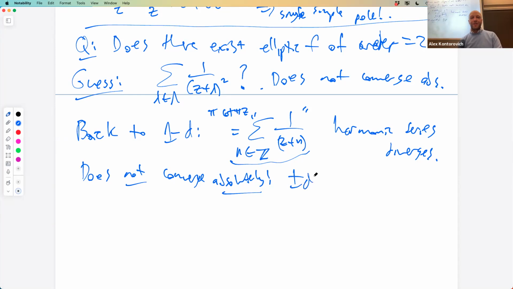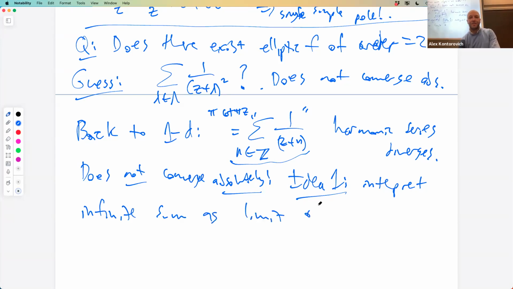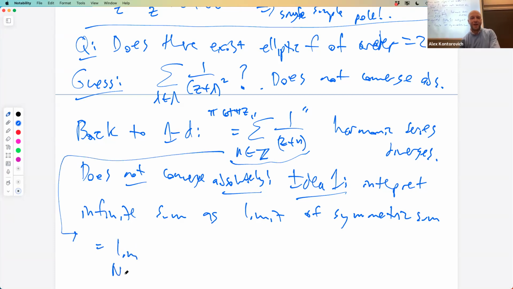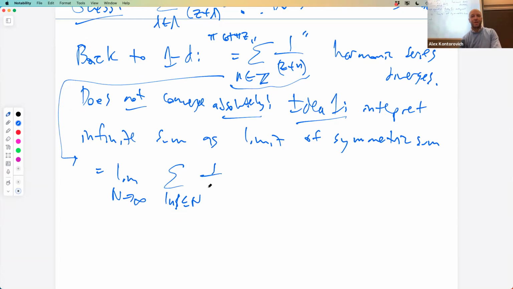Well, idea one is to interpret this infinite sum as a limit of symmetric sums. In other words, this infinite sum is equal to the limit as big N goes to infinity of a sum over n with absolute value at most capital N of the same thing, 1 over z plus n. Why would I interpret it like that? Well, once I have a finite sum, now there's no question about how to order things.